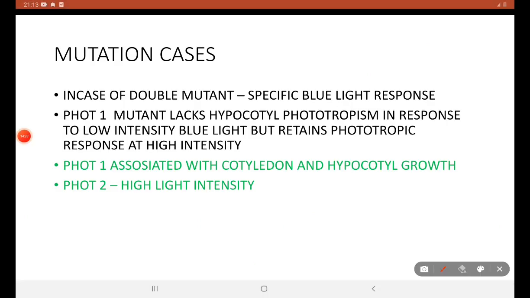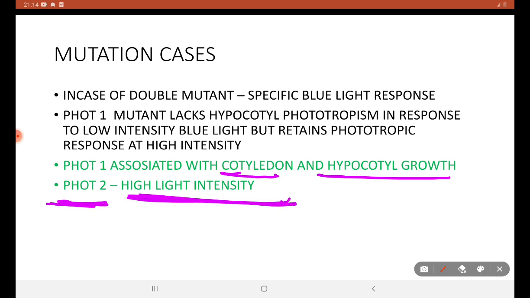Now we are going to see about various mutation cases. Phot1, what is the duty of Phot1? Phot1 is associated with cotyledon and hypocotyl growth. Phot2 can withstand high light intensity. In case of double mutant, they provide a specific blue light response. Phot1 mutant lacks hypocotyl phototropism in response to low light intensity, but retains phototropic response at high light intensity.